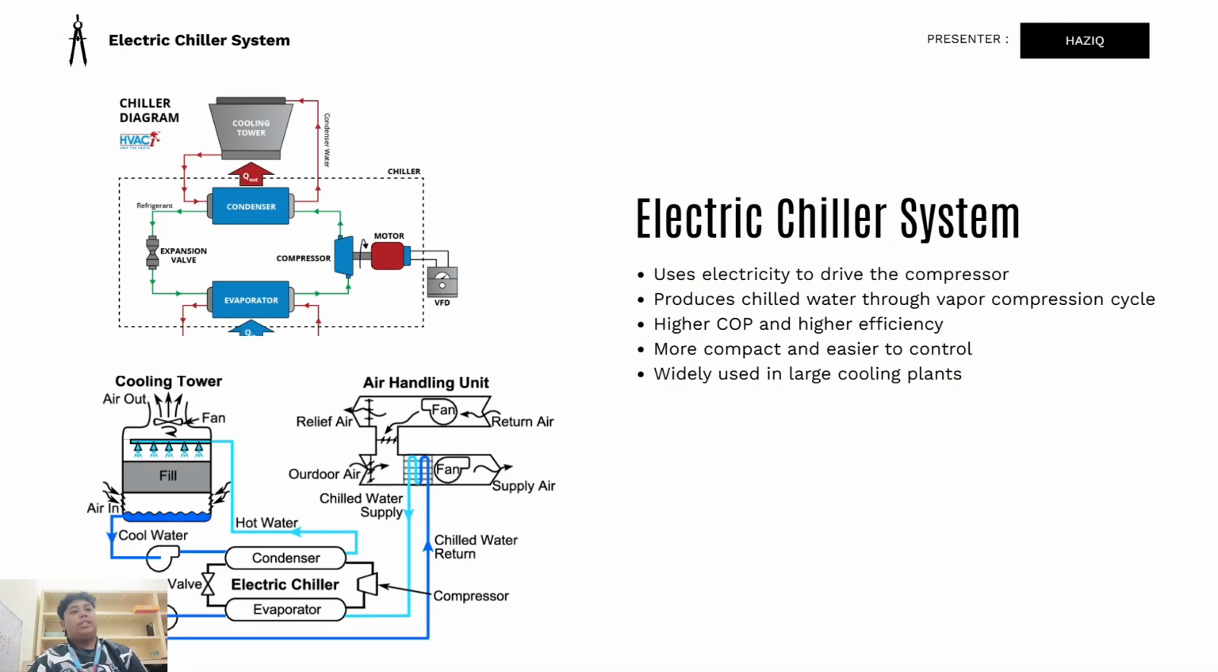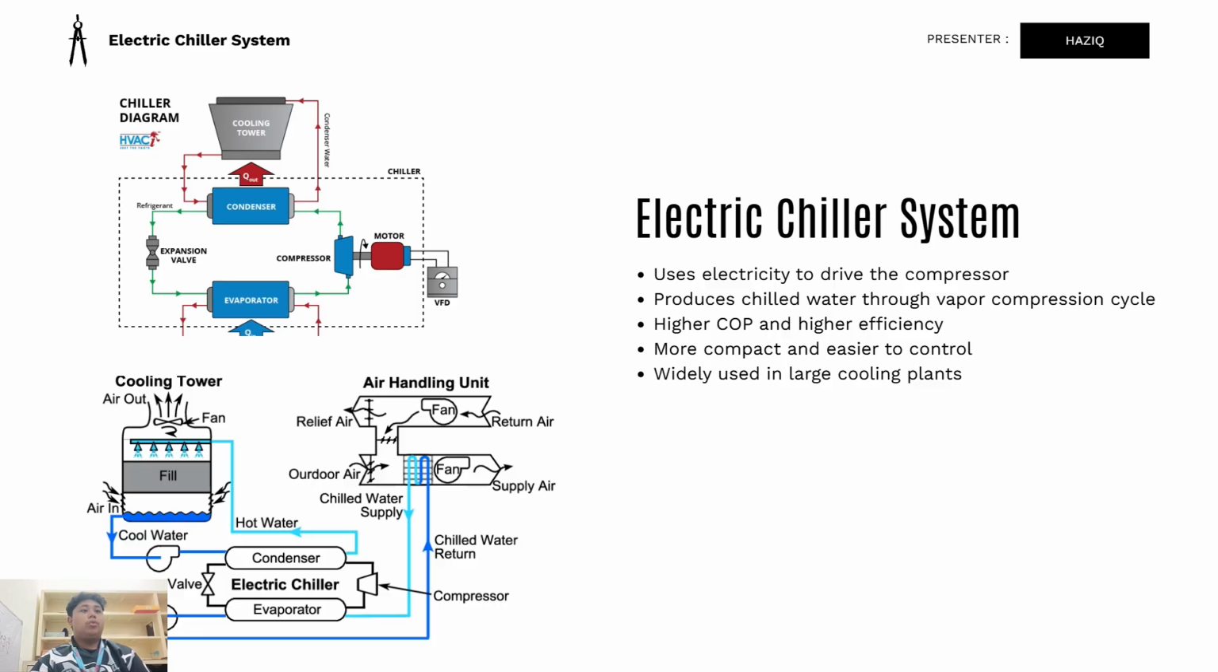Alright, for the electric chiller system, an electric chiller system is a cooling system that uses electrical power to drive the compressor. It is widely used in district cooling plants because it has higher efficiency and higher COP compared to absorption chillers. The system cools water through the vapor compression cycle, and the chilled water is then distributed to buildings.